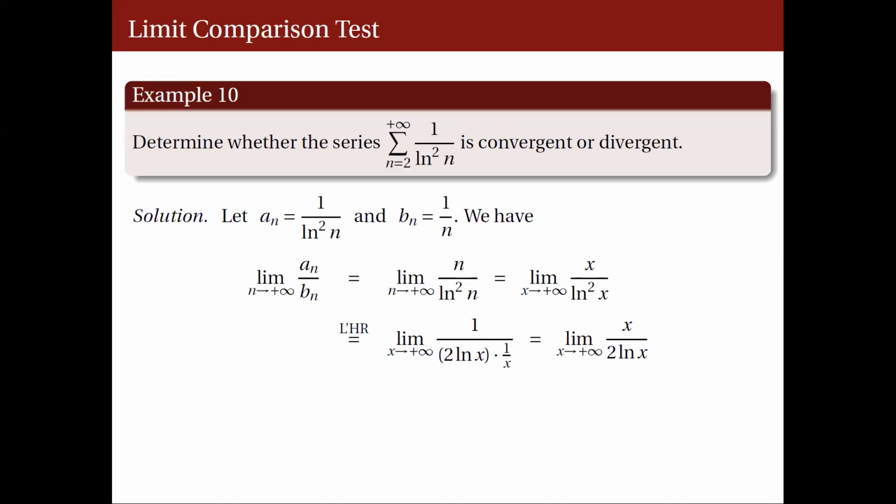Simplifying, we get the limit of x over 2 ln x. Again, itong limit na ito ay of the form infinity over infinity. Kaya gagamitan natin ulit ito ng L'Hopital's rule para makuha ang limit ng 1 over 2 over x. Or in short, limit of x over 2, which is equal to infinity. Ito yung case 3 sa ating theorem.